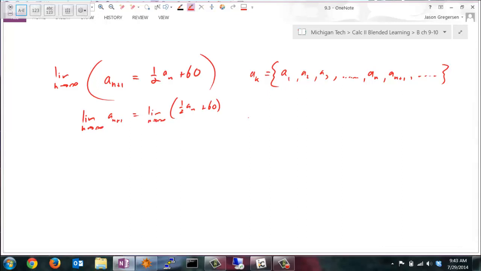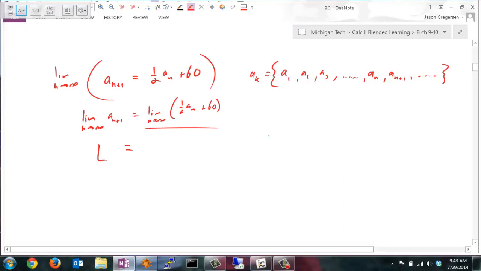Well, I'm going to pretend like I know it. I'm going to say, okay, well, let's pretend it has some value. I'm going to call it L. That's what we're trying to figure out. What is L, where L is the limit of the sequence. But if I call it L, well, this side would be L. Now, the limit over here, the limit of a sum is the sum of the limits, so I can take the limit of the first piece plus the limit of the second piece.